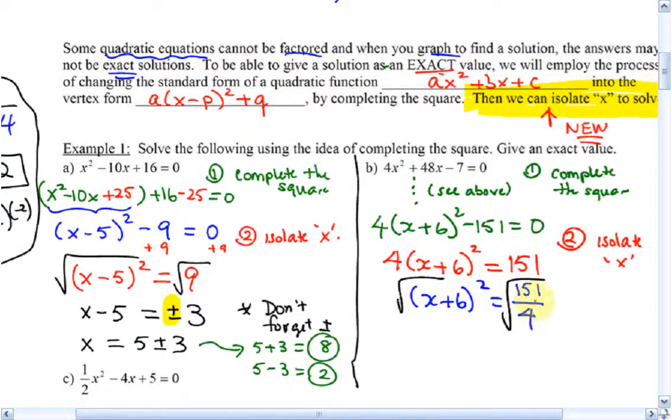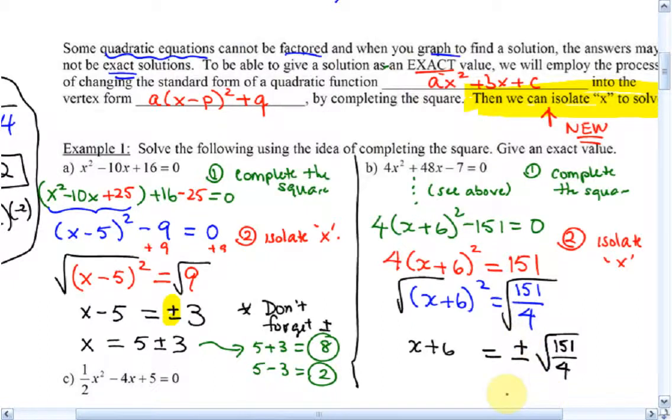Okay, when we square both sides, I'll just get x plus 6. I don't need a bracket anymore, I guess. And then I'll leave this as root. Right now, you can just leave it like this. That's perfectly fine. But what did I forget? Plus minus. Thank you, positive or minus.